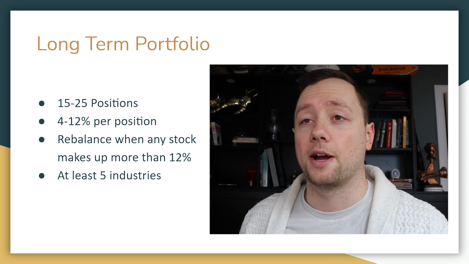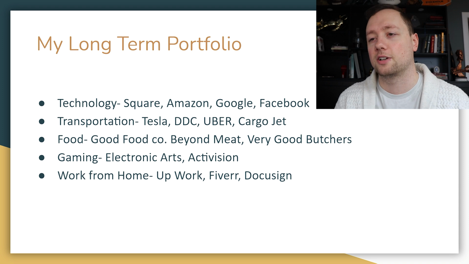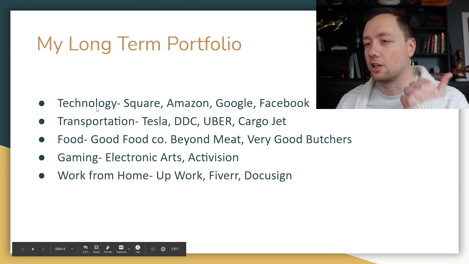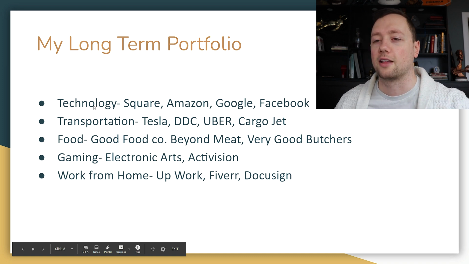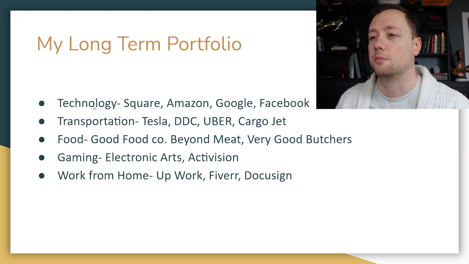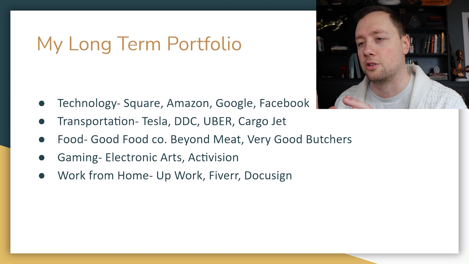Now, I get asked about my long-term portfolio a lot, and this is basically what it is made up of. So when you look in here, I focus on 5 different industries, and these are the companies that I focus on. So in technology, I'm really heavy on Square, Amazon, Google, and Facebook. I think those are the best business models in the technology space. I think those are the companies that are going to be much more important 5, 10, 15 years from now. I think they're all going to do extremely well.